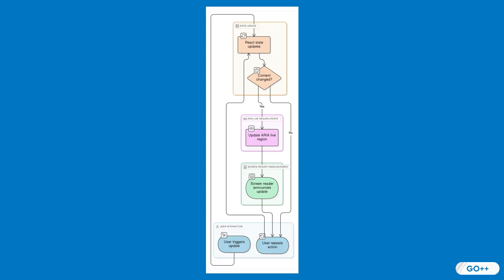To put this into context, think of real-time applications such as chat interfaces, stock tickers, and live sports updates. Using ARIA Live Regions, a chat application built with React can automatically announce new messages to screen reader users, keeping them engaged without the need to manually check for updates.